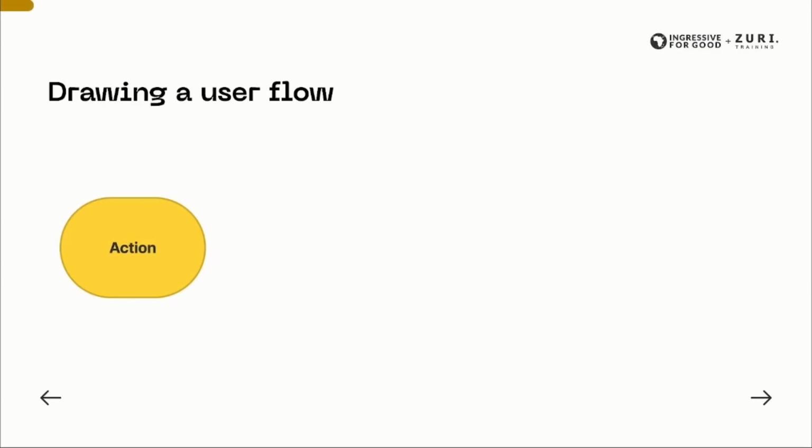Circles indicate the action users take when moving through a product design. In other words, circles show steps that must be taken to complete a task from start to finish. For the user flow of a dog walker app, actions might include opening the app, clicking on a dog walker's profile, and booking a dog walker.